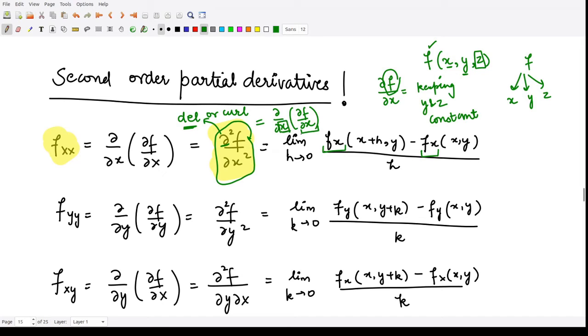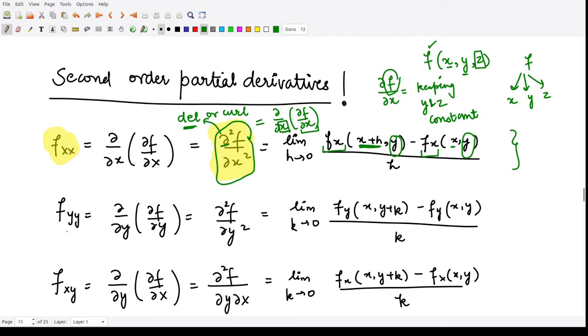So that means we are only changing x. When you change x, here you have x plus h and here you have x. The y term will remain constant here because we are taking the partial derivative with respect to x only. So that is the definition for the second derivative with respect to x.